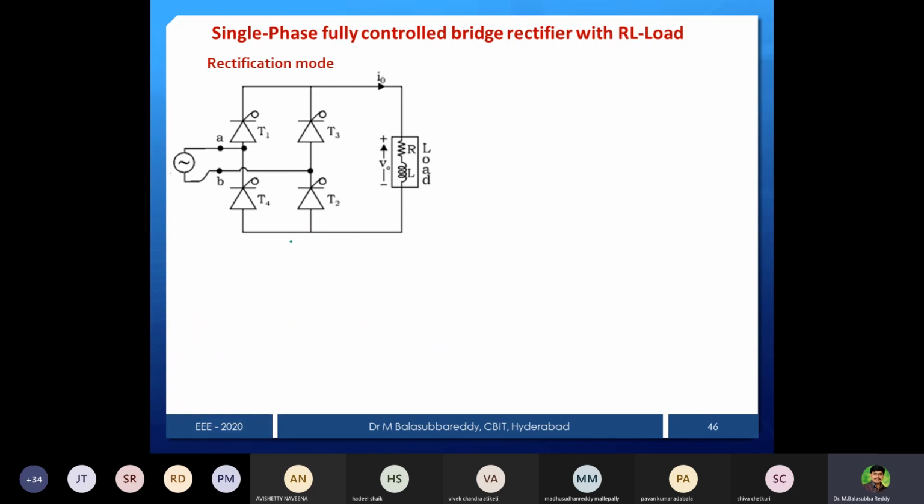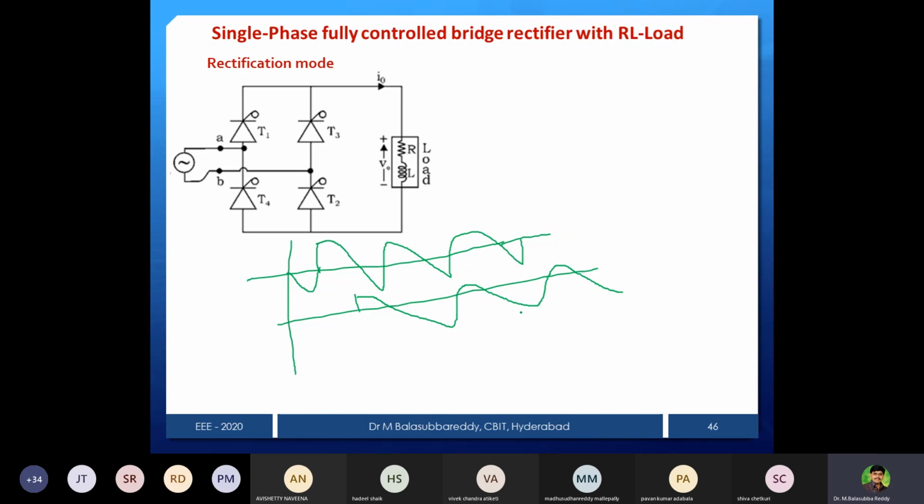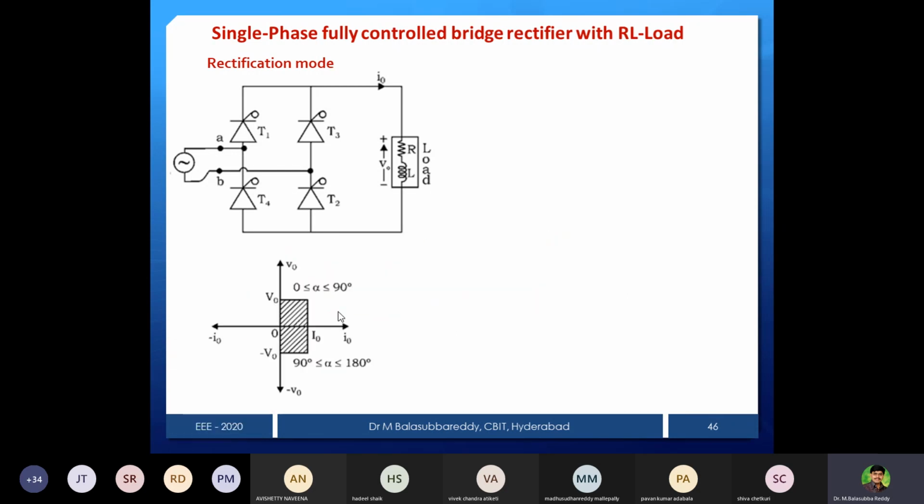Very small difference. Whatever waveform we drew for RL load in case of midpoint, the same thing is going to be repeated. For rectification mode, as usual, alpha must be less than 90 degrees. This is the waveform for rectification, alpha less than 90 degrees. And then greater than 90 degrees, what will happen? The positive will be less and negative will be more. Like this we'll get it. So these are the different alphas. Anyhow, I will show those waveforms also.